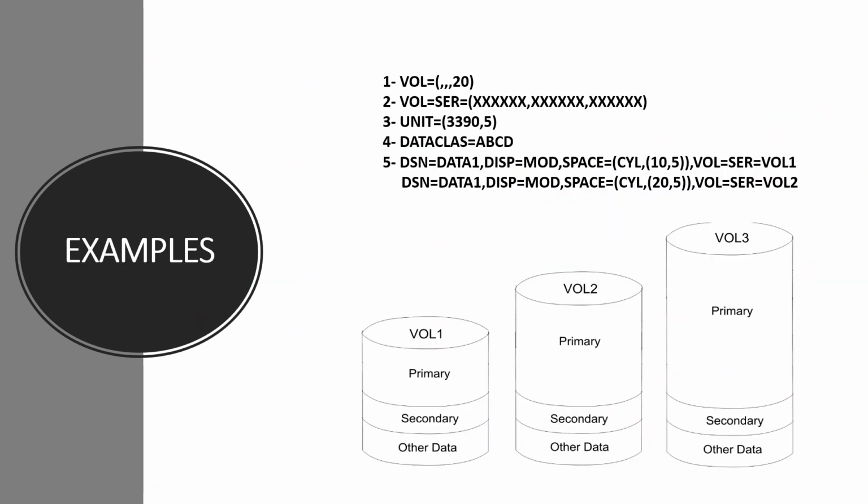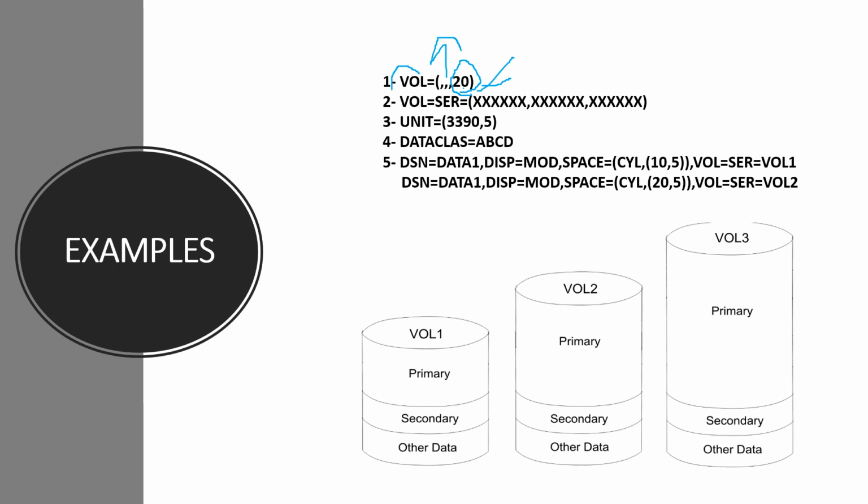Okay, these are some of the examples. As I told you, you can specify VOLUME equals comma comma comma 20 in your DD statement while creating a data set. This is one example. Why these commas? Because there are some positional parameters before it: retain, private, and sequence number. You have to leave their places. After that comes the volume count in the volume parameter.